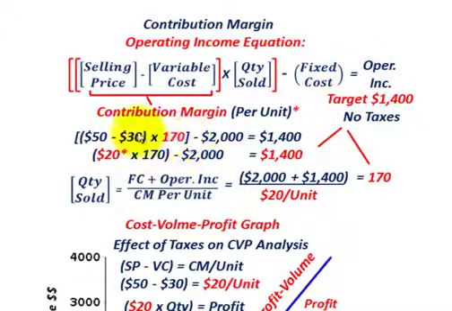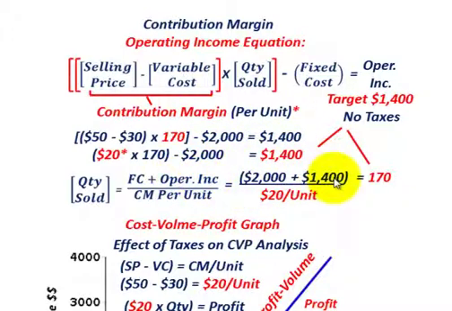Okay, so for our example, we had a selling price of $50, variable cost of $30 per unit, times, in this case, 170 units sold. Then you subtract the fixed cost of 2,000. That's going to give you your targeted operating income of $1,400. And remember, this 50 minus 30 is just your contribution margin times 170 minus 2,000. That gives you your $1,400.